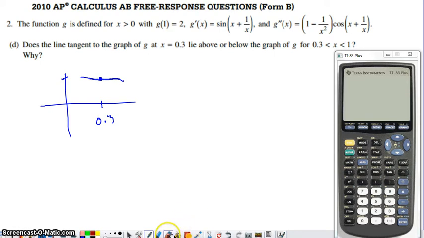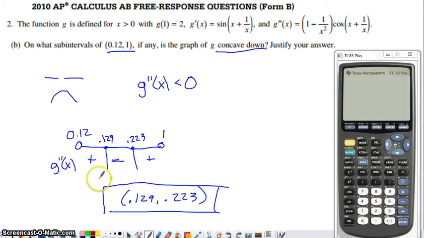Now I'm going to make that slope a little bit more obviously negative just to make the rationale behind the answer we're about to give make a bit more sense. So here's my negatively sloped tangent line. I'm going to go back to something that we got together earlier, and that was the sign chart for G double prime. I know that from 0.3 to 1, the graph of G has to be concave up.